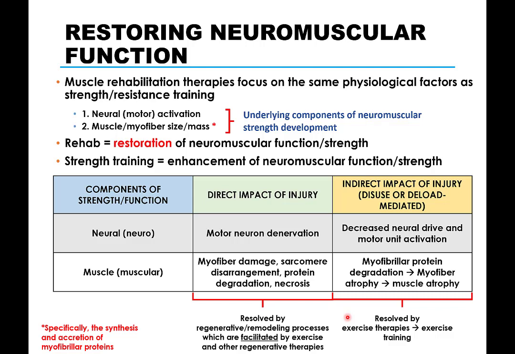Now, as you can see, the common theme here is exercise. Exercise is the primary evidence-based means to restoring neuromuscular function and strength following an injury. Exercise reverses the negative direct and indirect impact of injury on both neural and muscular components of neuromuscular function/strength. Now, just to get even more specific here, it is not exercise per se, but rather the loading of the neuromuscular system through exercise that resolves these negative effects of injury. So loading is the factor and is the basis for rehabilitative strategies for muscle strains.